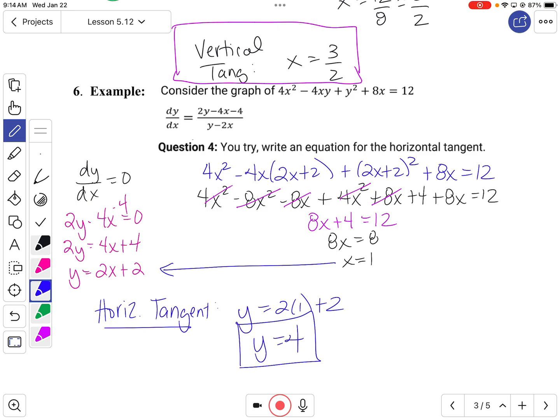So take a second, kind of soak that in for a minute. Okay. Vertical tangents are just x equals lines. Once we find x, we're done. Horizontal tangents are horizontal lines, y equals lines. So once I find x, I have to plug it back in to find y.